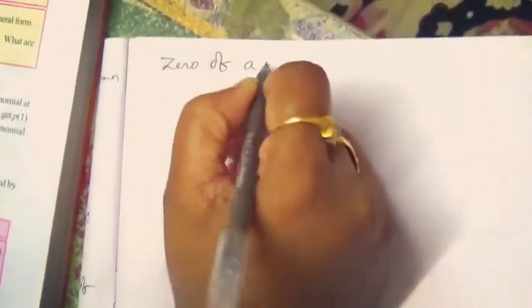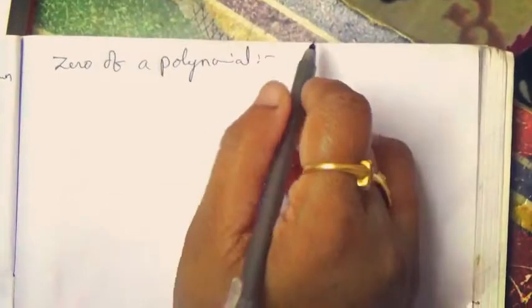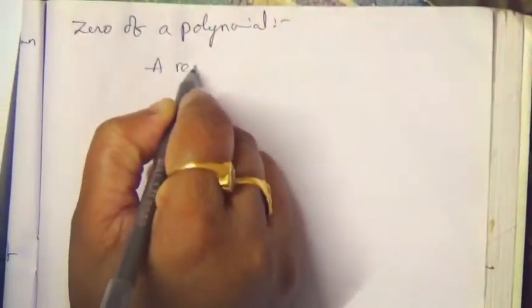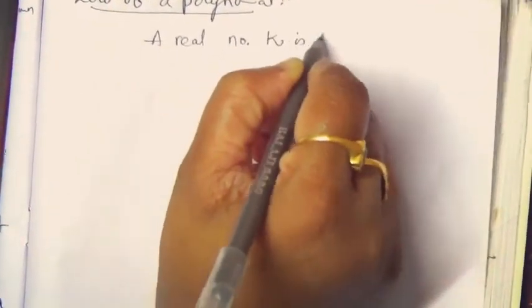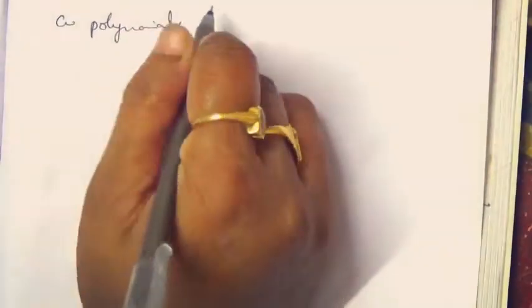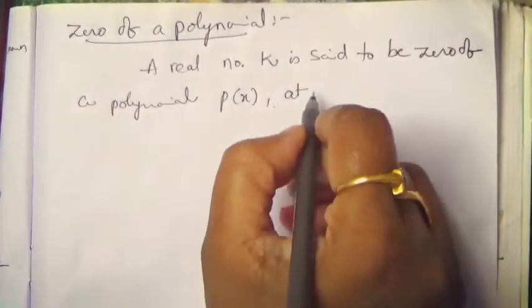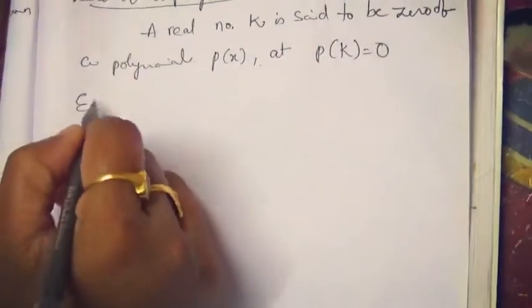The next topic is 0 of a polynomial. What is 0 of a polynomial? A real number k is said to be 0 of a polynomial p of x if p of k is equal to 0. Okay, that implies, example.